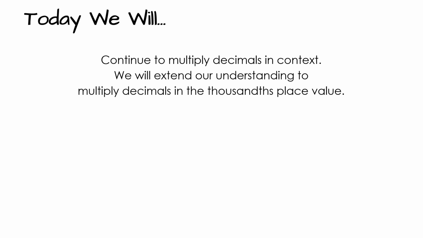Today we will continue to multiply decimals in contexts, and we're going to extend our understanding to multiplying decimals in the thousandths place value. Yesterday we extended our multiplying to the hundredths place value, which includes things like money, and this would include things like weight or distance.